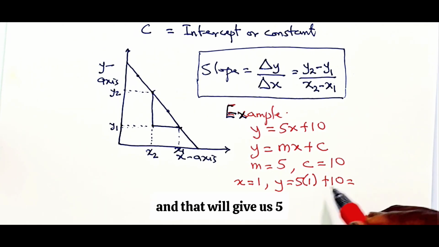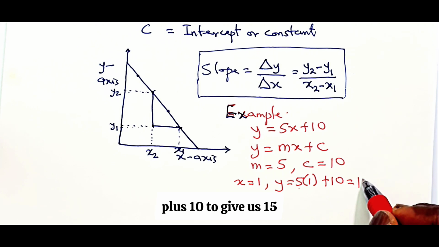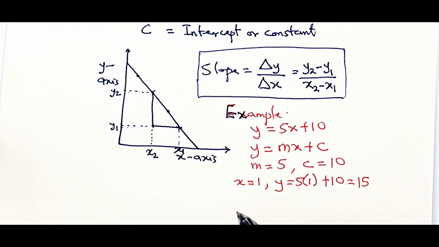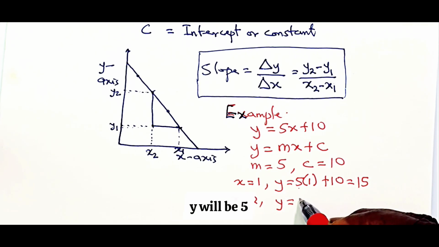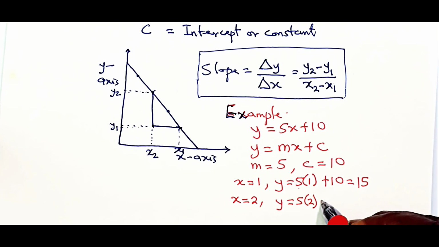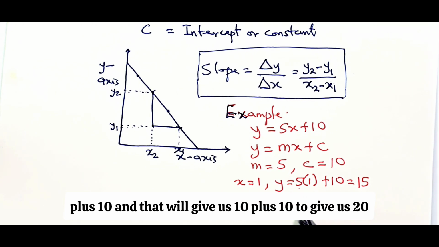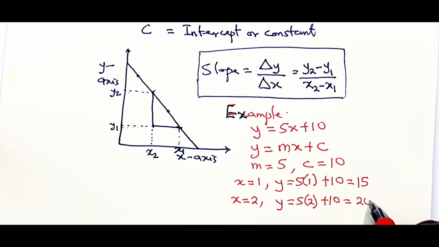And that one will give us 5 plus 10 to give us 15. Let us look at it. If x is equal to 2, what happened to y? Y will be 5 into 2 plus 10, and that will give us 10 plus 10 to give us 20.